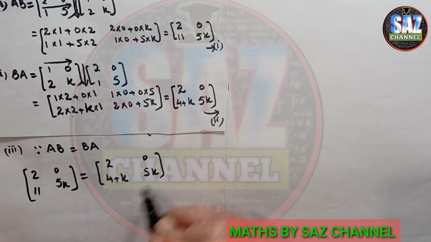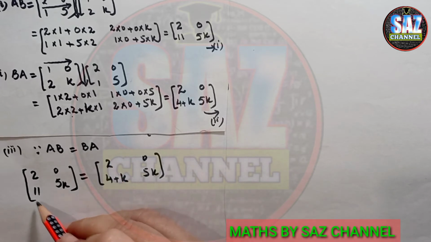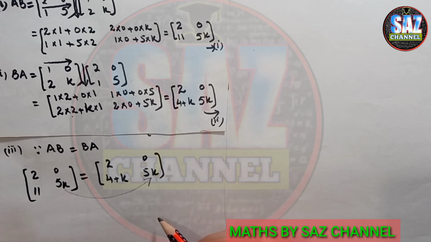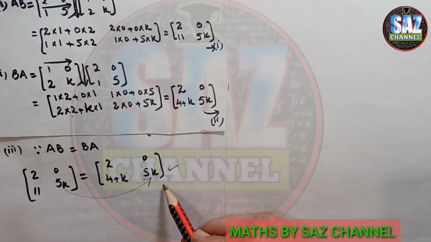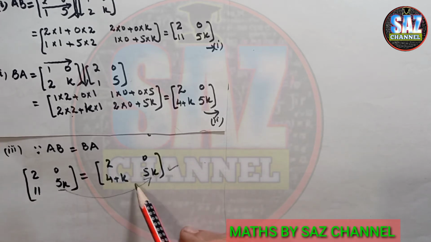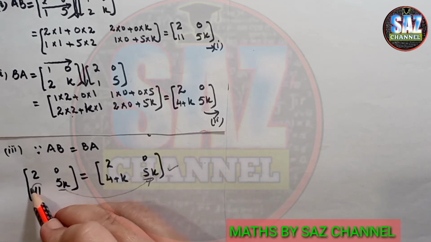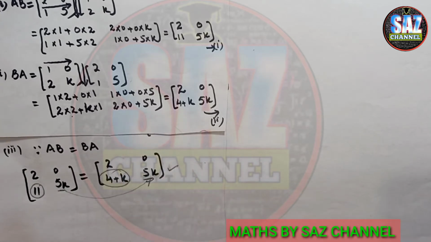As the question says, we have to find the value of k. Now we can see that there are two possibilities where we can find the value of k. If I pick these two places, that 5k equals 5k, in this comparison my variable will vanish, so I cannot find a value of k from this condition. So I will not be equating 5k equals 5k. The second place from where I can get the value of k is 11 equals 4 plus k.